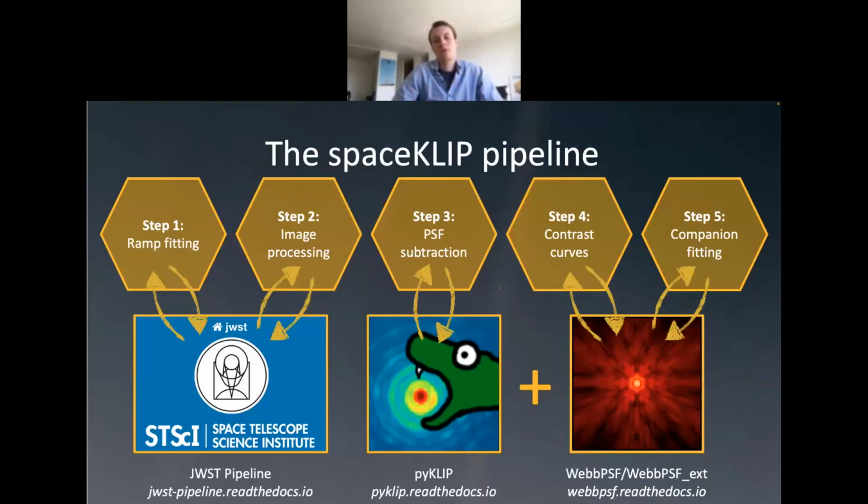So this is an overview of the spaceKLIP pipeline and what it can do for you. It consists of 5 different steps that are all making use of some other awesome open source software packages. The first 2 steps are used to reduce the raw telescope data with the help of the official JWST pipeline, with a couple of tweaks for high contrast imaging data products. The core of the pipeline is the 3rd step, which does the PSF subtraction with the help of the popular PyKLIP package. And then you have the 4th and the 5th step, which help you to better understand or interpret your data, your detection limits, and also to understand the properties of any detected companions.